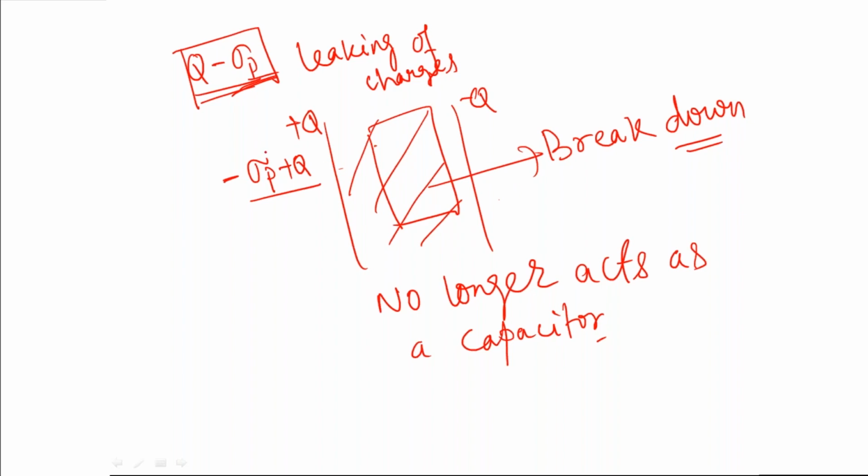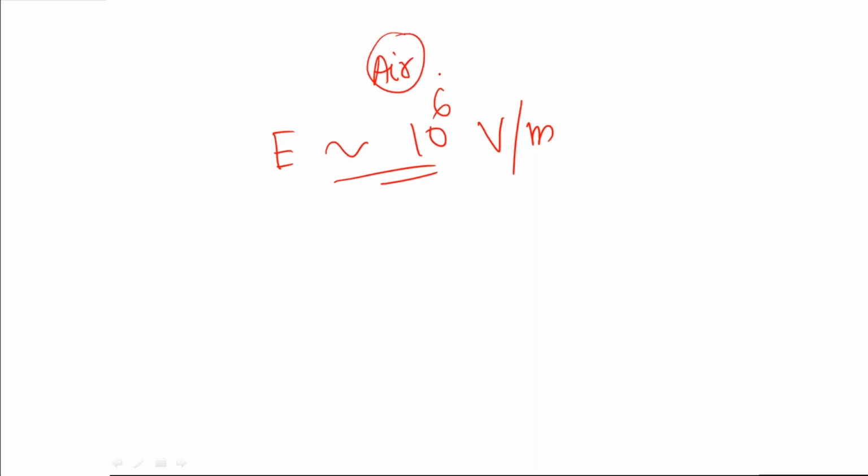This is due to the breakdown of this dielectric material only. Okay, so this is called dielectric breakdown, and that happens when the electric field becomes very large. That is, an electric field of the order of 10 to the power 6 volt per meter is needed for air molecules to get ionized, or the air to break down. This much electric field you need.